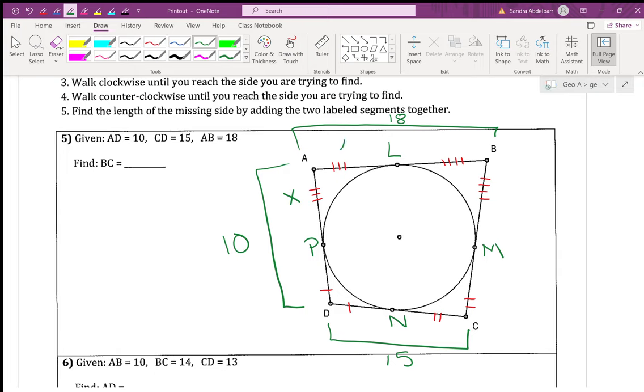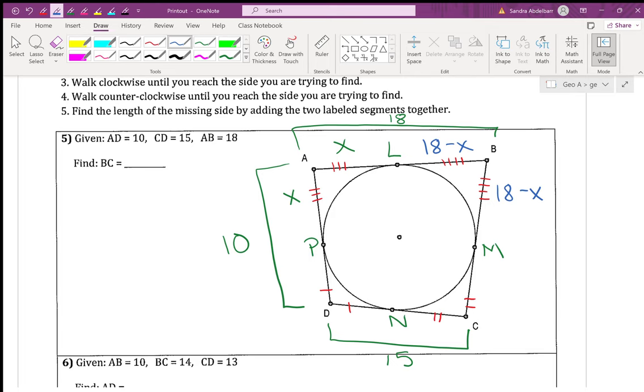AL. Good, Mariana. All right, somebody tell me, how would I represent BL based on how everything is marked? 18 minus x. You got it. And if BL is 18 minus x, do we all agree BM is also 18 minus x? All right, stop, jump back. Where do you think I'm jumping back to? Which side? AD, exactly. We're going to jump back to AD.